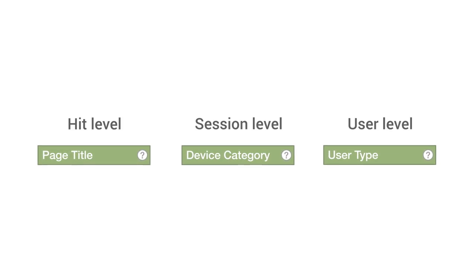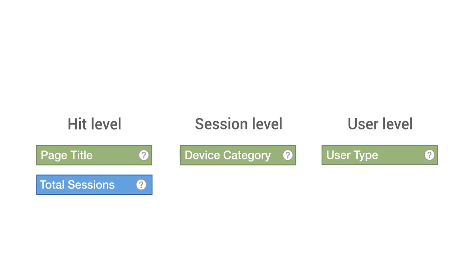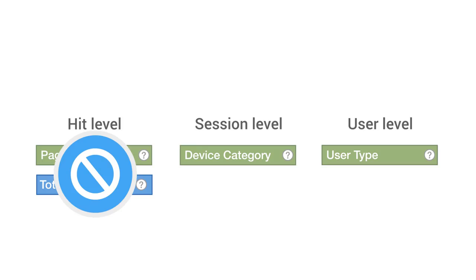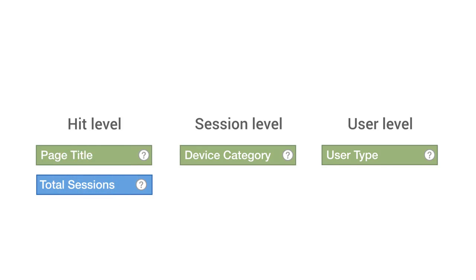During processing, Analytics will determine which scope gets applied to each dimension and metric. You can only pair metrics with dimensions if they are both in the same scope. For example, pairing a hit level dimension like page title with a session level metric like total number of sessions wouldn't make sense, since page title changes with each hit, but the sessions count changes with the completion of each session.